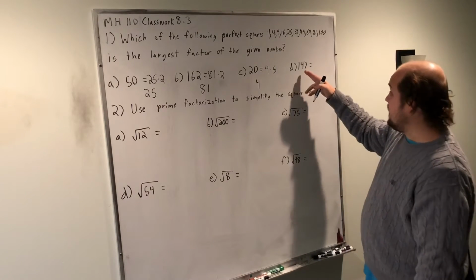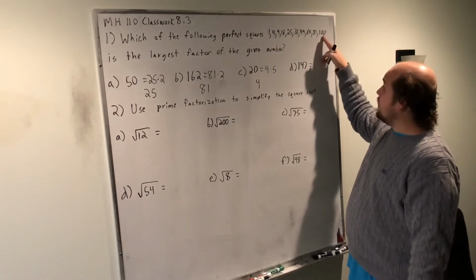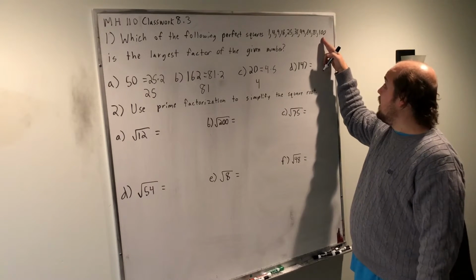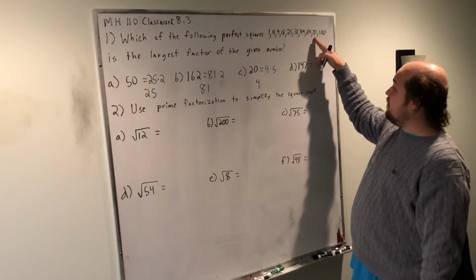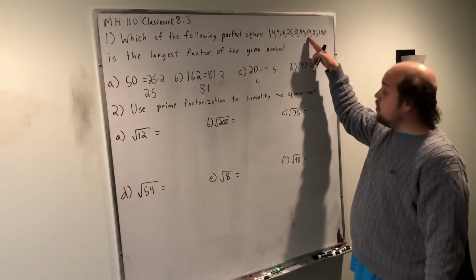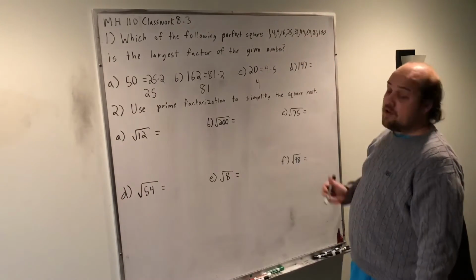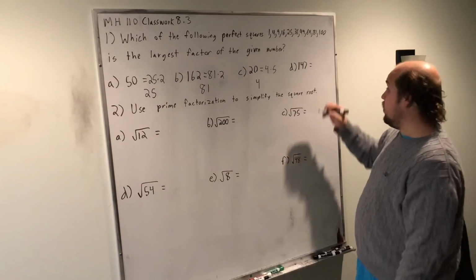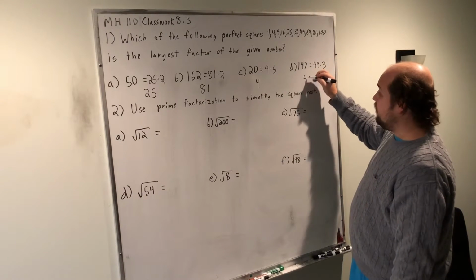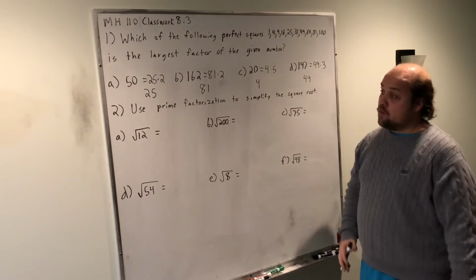For 147, it's bigger than my largest square, so I can start here. 147 divided by 100 gives me a decimal. 147 divided by 81 gives me a decimal. 147 divided by 64 gives me a decimal. 147 divided by 49 gives me the whole number 3. So this is really 49 times 3, which means 49 is the largest perfect square that goes in.